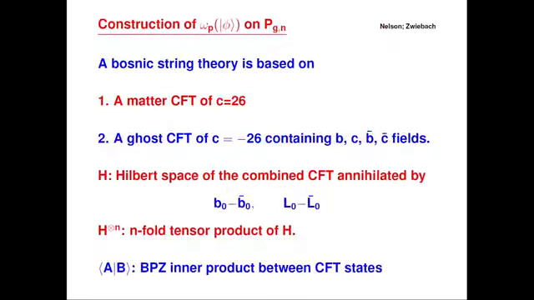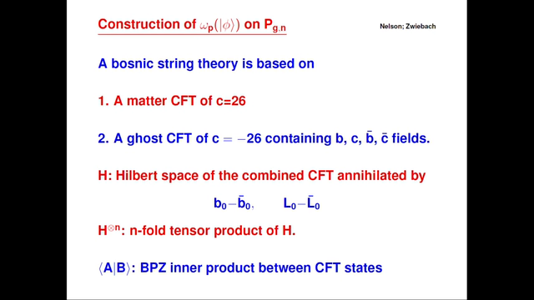So now let me turn to the next topic, which is how to construct these p-forms omega p of phi on PGN. Here is a quick summary of bosonic string theory and some of the notations. Bosonic string theory is based on a matter conformal field theory of c equal to 26 and a ghost conformal field theory of c equal to minus 26. In particular, this theory contains ghost fields b, c, b bar, c bar. These are holomorphic and these are anti-holomorphic ghost fields.